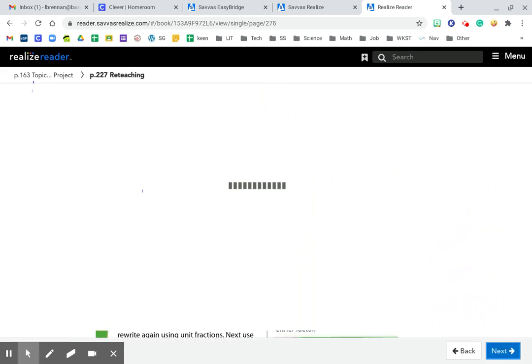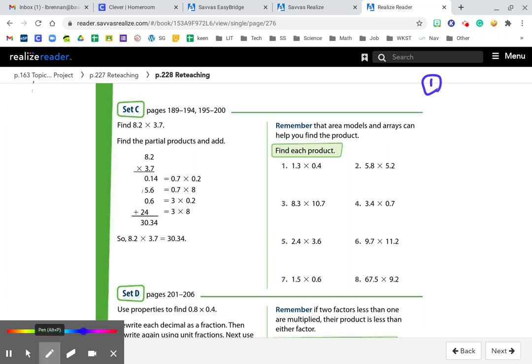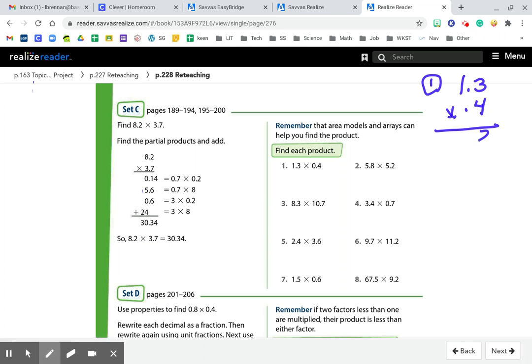All right, set C. Again, we're putting partial products and finding, you can use an area model. You can just do the multiplication. Set your paper up nice and neat. 1.3 times 0.4. 12, carry the 1. 4 times 1 is 4, plus 1 is 5.